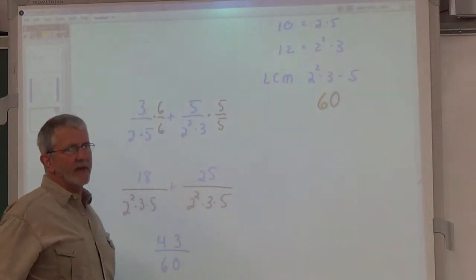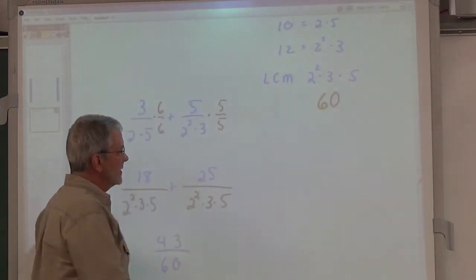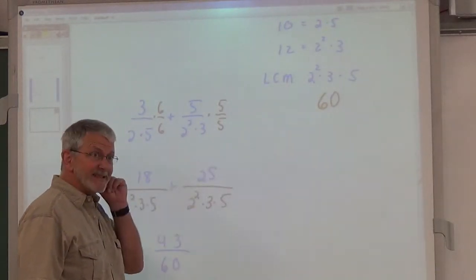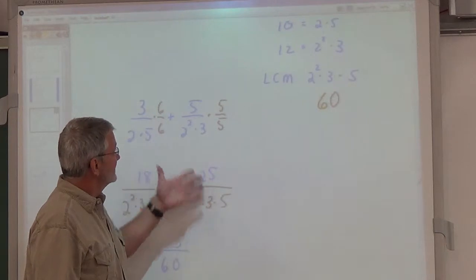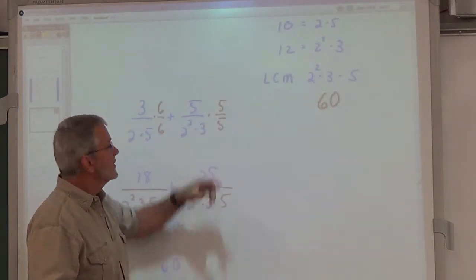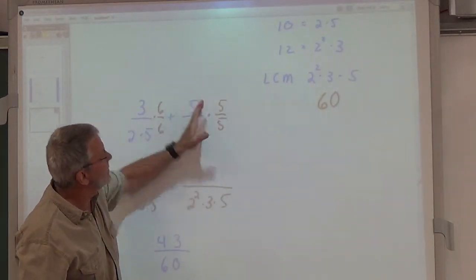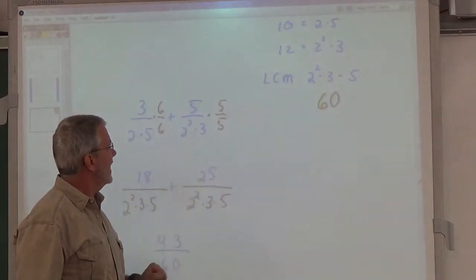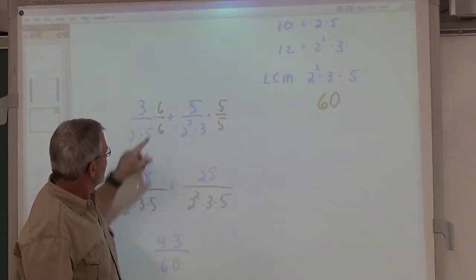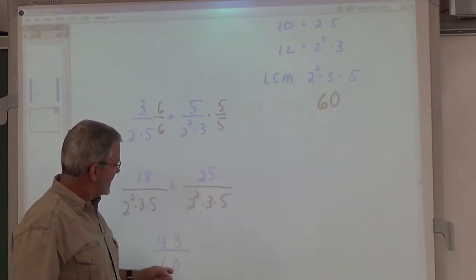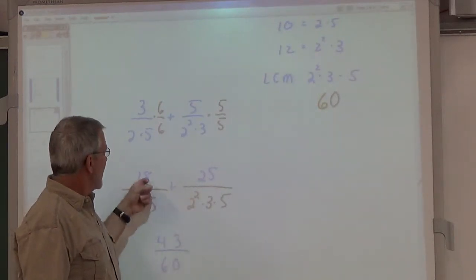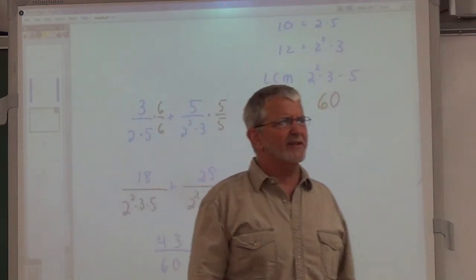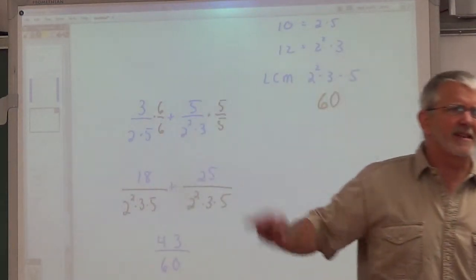And now I ask myself another question. What does this one have that this one doesn't? A 5. Easy enough. So I multiply this fraction by 1 in the form of 5 over 5. 5 times 5 is 25. I have my 60. And so now I have the common denominator, which is 60. 18 plus 25 is 43. Easy enough.